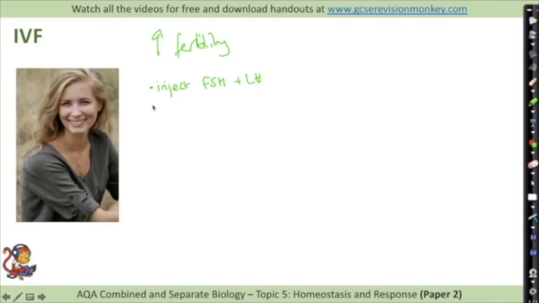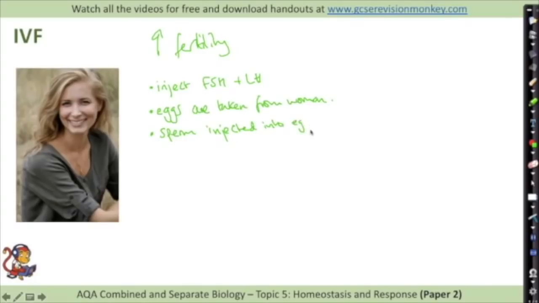So the purpose of this is so that the woman will generate multiple eggs, and then those eggs are taken from the woman, and the man will provide a sample of sperm, and in a lab the sperm is injected into the healthiest looking eggs.